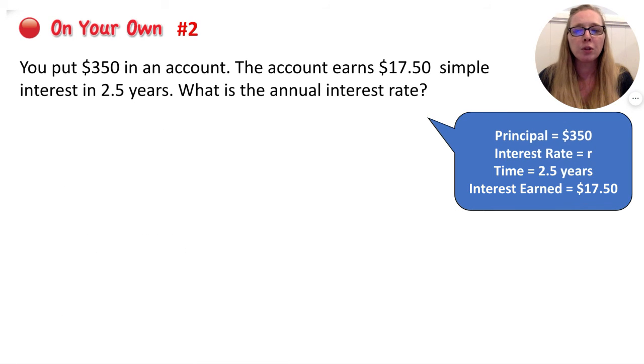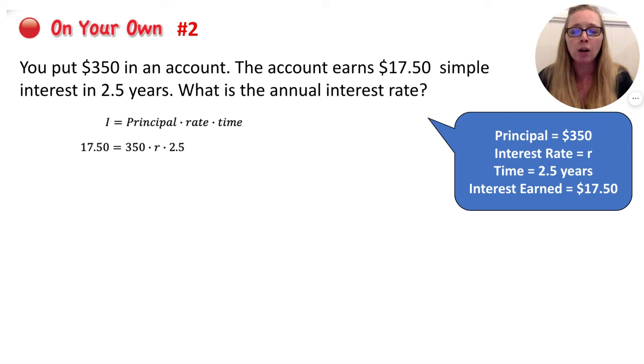On your own, number 2. We know the principal is $350. We know that our interest earned was $17.50 and that it was in the bank earning interest for 2.5 years. So we are finding r. r is our unknown. We're putting in our variable r. And now we're going to solve our equation.